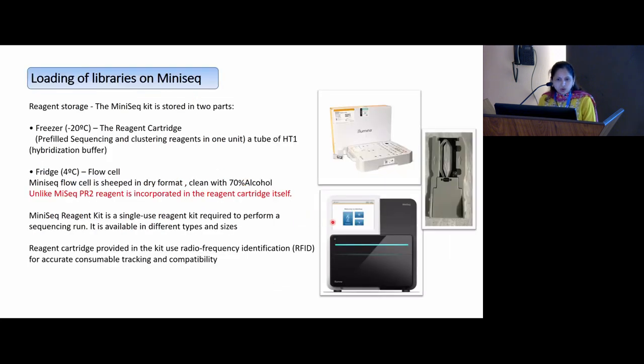So now let's move on to loading the libraries on the MiniSeq. The MiniSeq kit also comes in two parts. The reagent cartridge is stored at -20 and the flow cell is stored at 4 degrees Celsius. Unlike the MiSeq, the PR2 reagent is already incorporated in the MiniSeq kit, and the MiniSeq reagent kit is also single use, and it is also provided with an RFID.